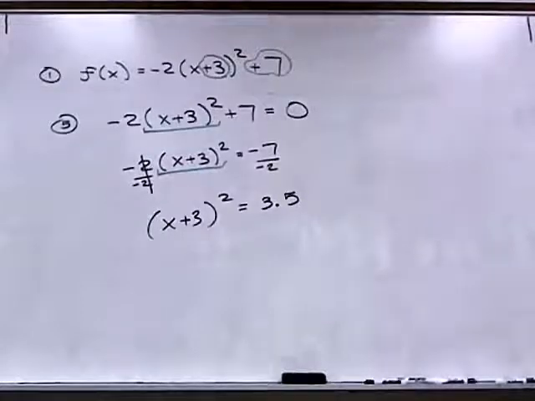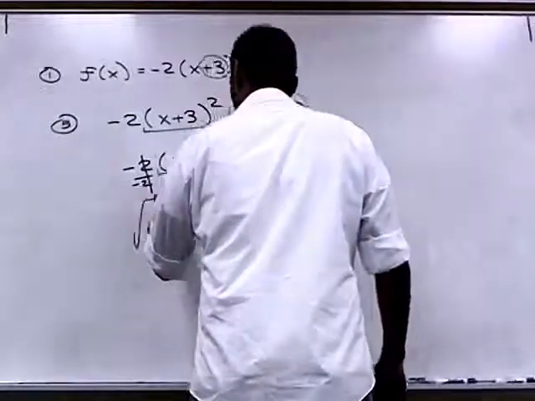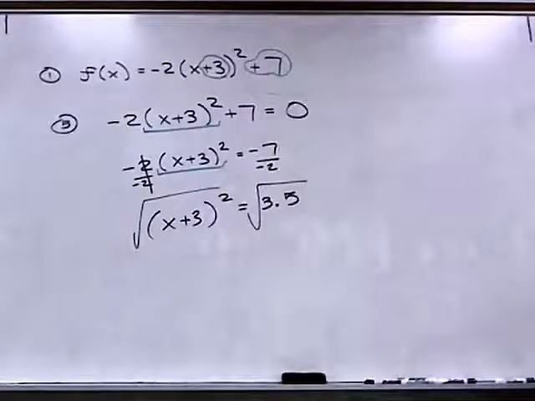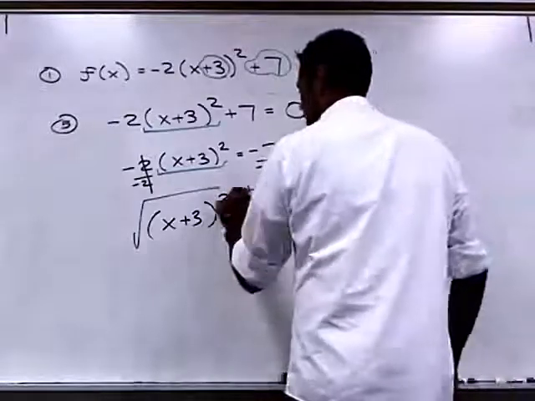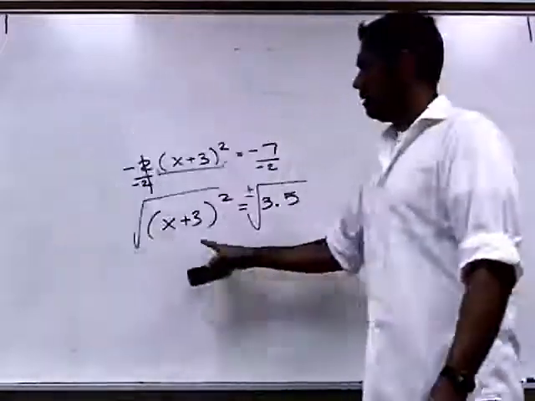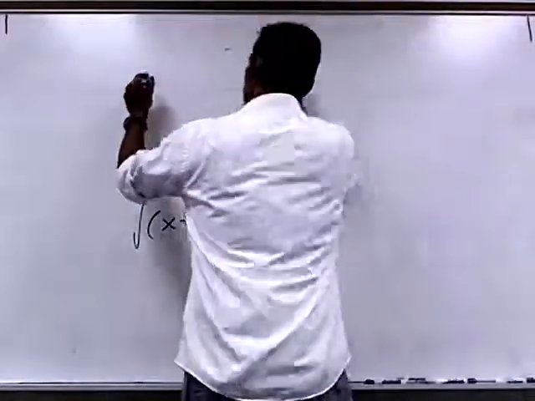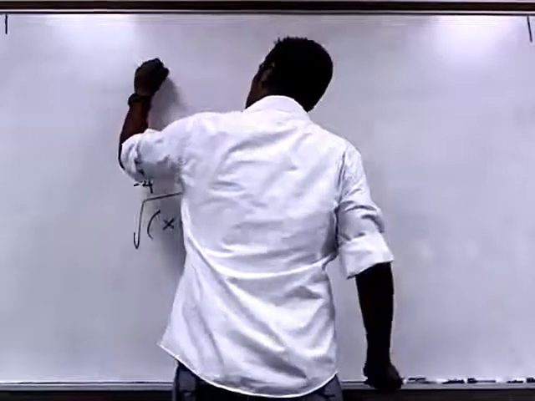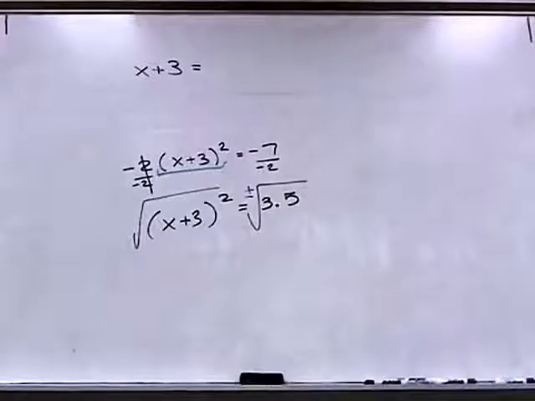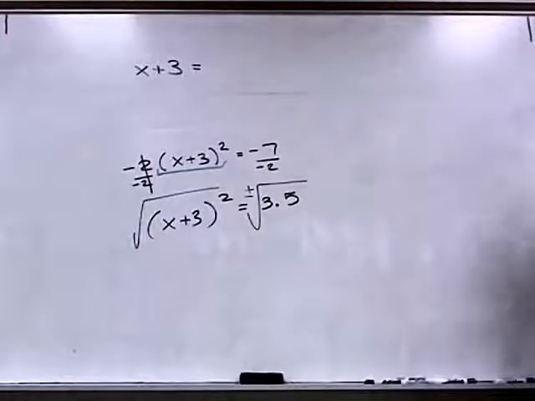Now what? Square root both sides. When you take square root on both sides, you have to do what? Plus or minus. Now what happens on the left side? The square and the square root cancel, so you just have x plus 3. But on the right side, you have to get on your calculator. And yes, you have to be able to take square root on this calculator. I mean, on this test. So I'm going to do the square root of 3.5.